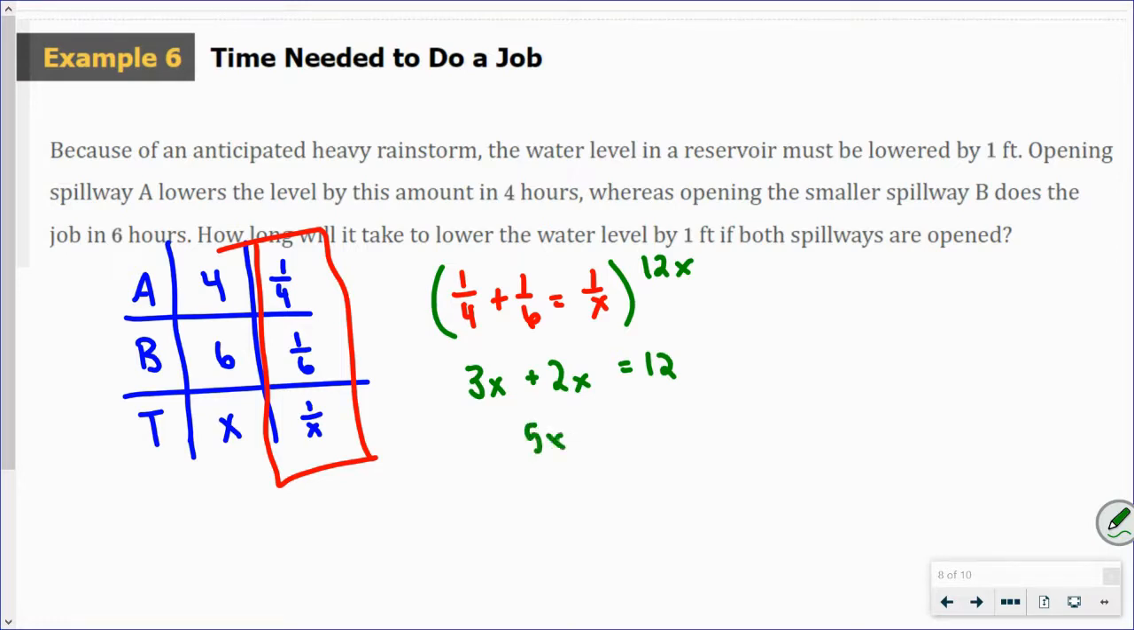And you have 5x equals 12. Divide by 5. x equals 12 over 5. And 12 over 5 would be 2 hours, and that'd leave you 2/5. And 2/5 of an hour, let's see. So 2/5 times 60 is 24 minutes.